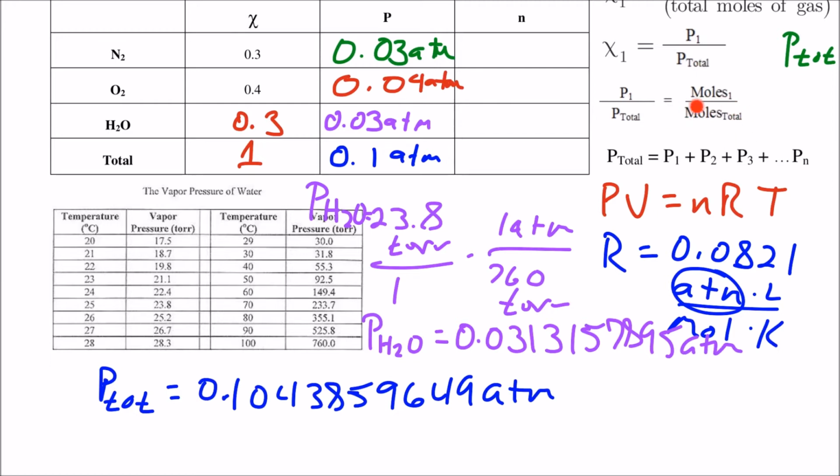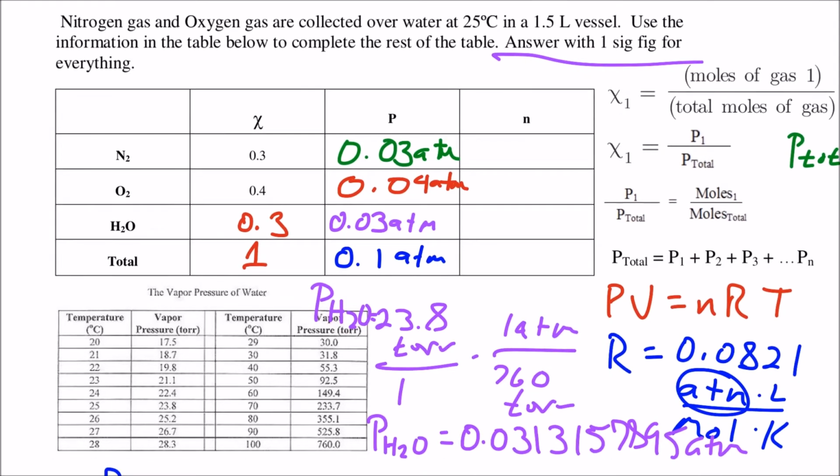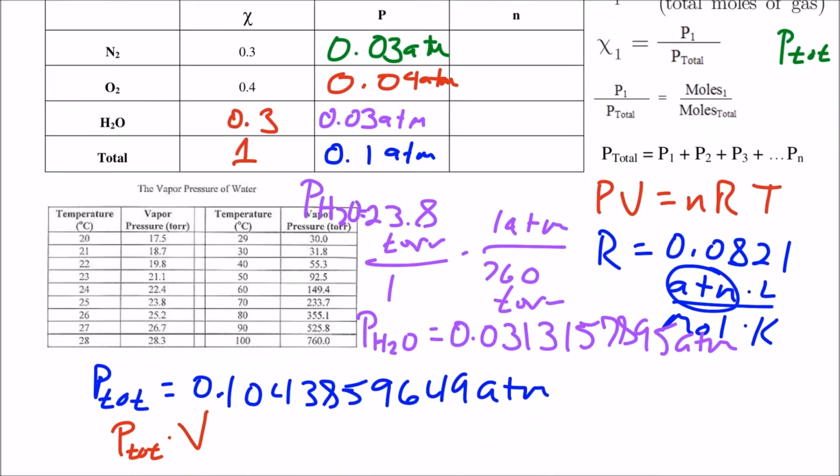Let's try and get the total number of moles of the sample, and we're going to use PV equals nRT to do that, okay? We know that we've got the total pressure. They gave us the volume in the beginning of the problem. They said that it was a 1.5 liter vessel and that this was happening at 25 degrees Celsius, which we will turn into Kelvin, okay?